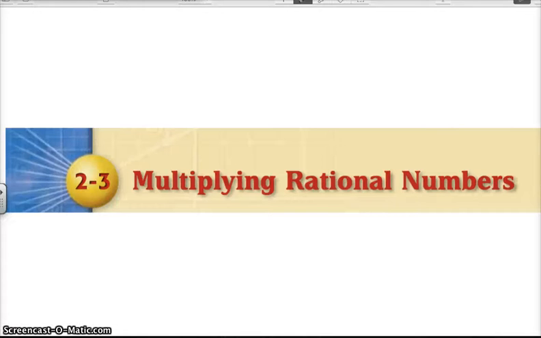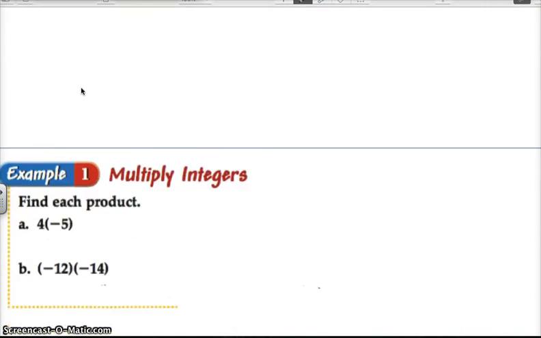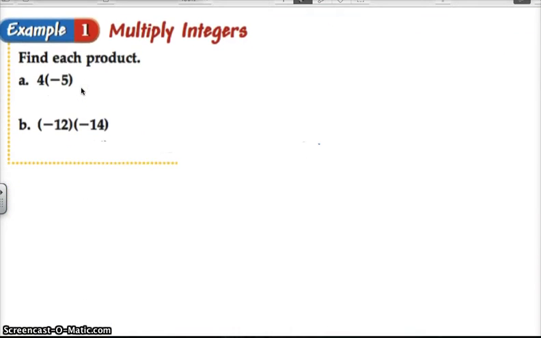Hey Algebra 1, here we are still in Chapter 2. We are looking at Section 2.3. We're going to be multiplying rational numbers. And the cool thing about this section is that it's just one basic rule, no vocabulary really to speak of.